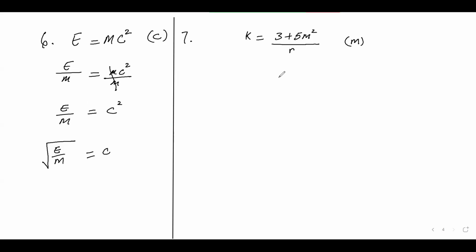All right, again, because it's a fraction, we are multiplying throughout by what, people? Someone open their mic. We are multiplying throughout by R. R. Thank you. So this will be RK equals 3 plus 5m squared. So this is 3 plus 5 times m squared. So you must get rid of the 3 first. So that would be RK minus 3. And then we divide by 5.